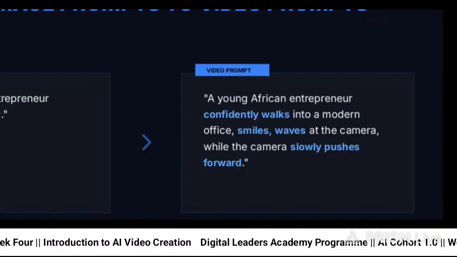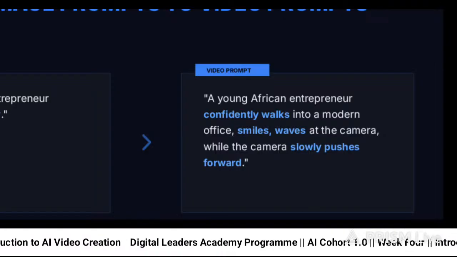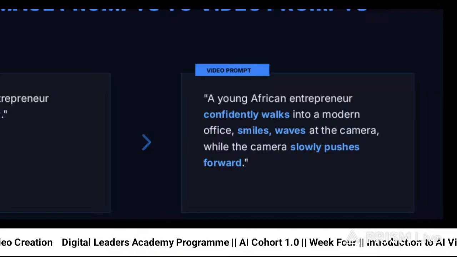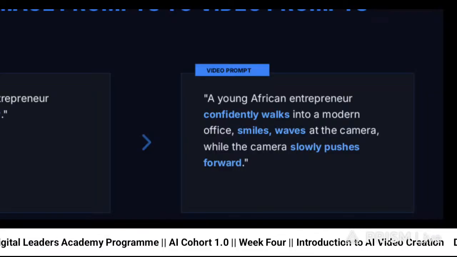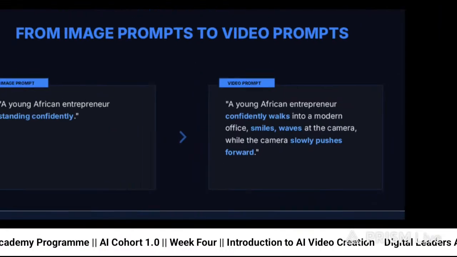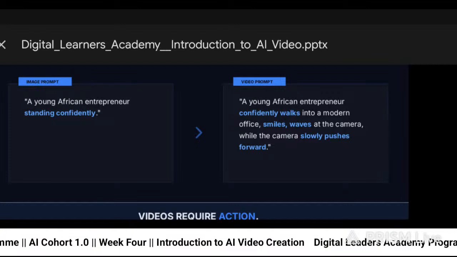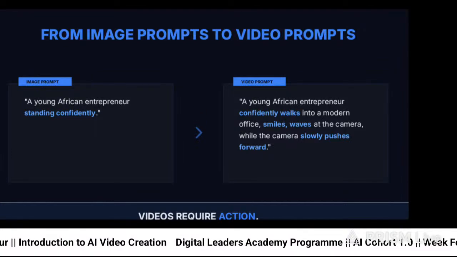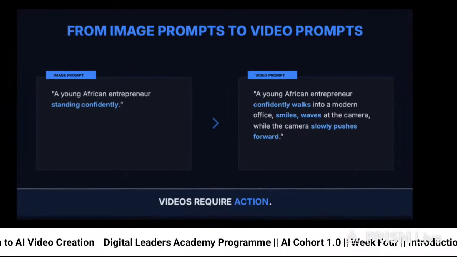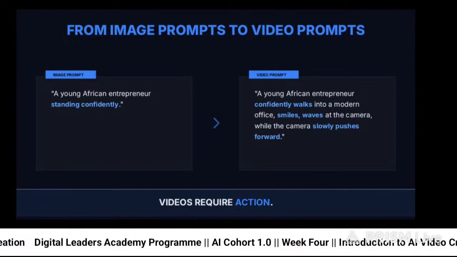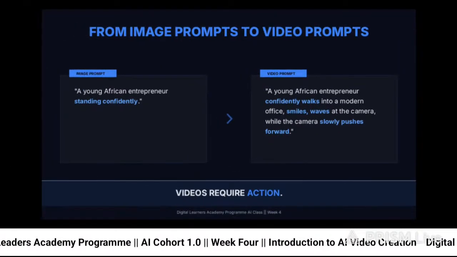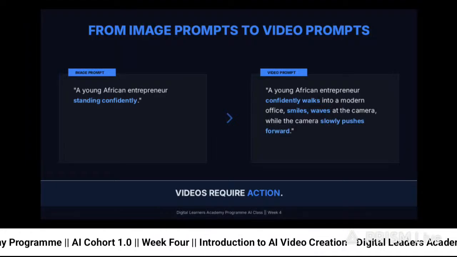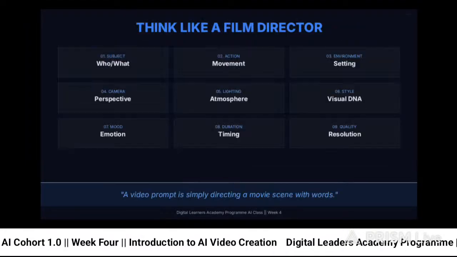Now we see something about the camera too. The camera is not standing still. While the camera slowly pushes forward, that is a movement of the camera. We are going to get there in this class where we are going to look at the movement of cameras also. It is very, very important. Now, our video requires action. Unlike image generation, all it requires is your prompt, and then you have your result. To the next slide now.